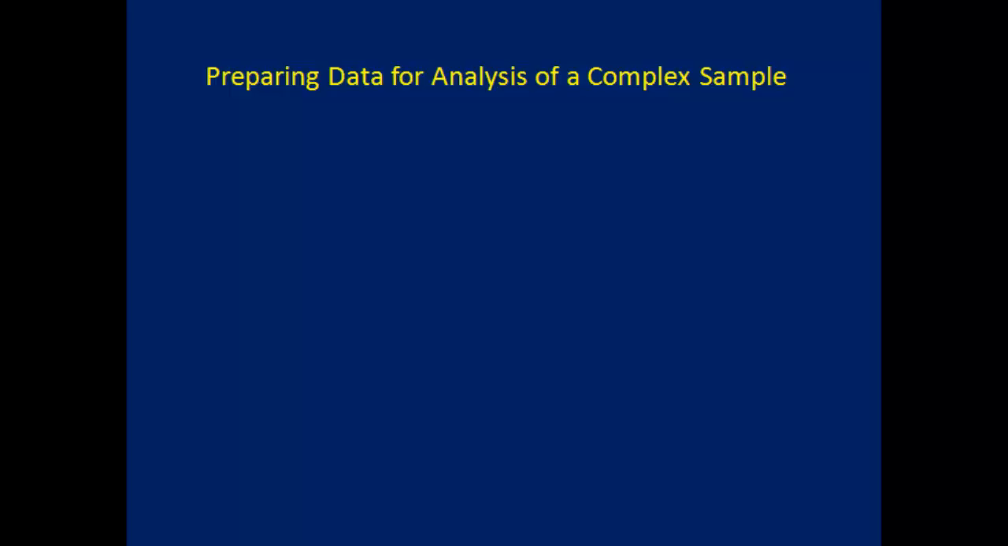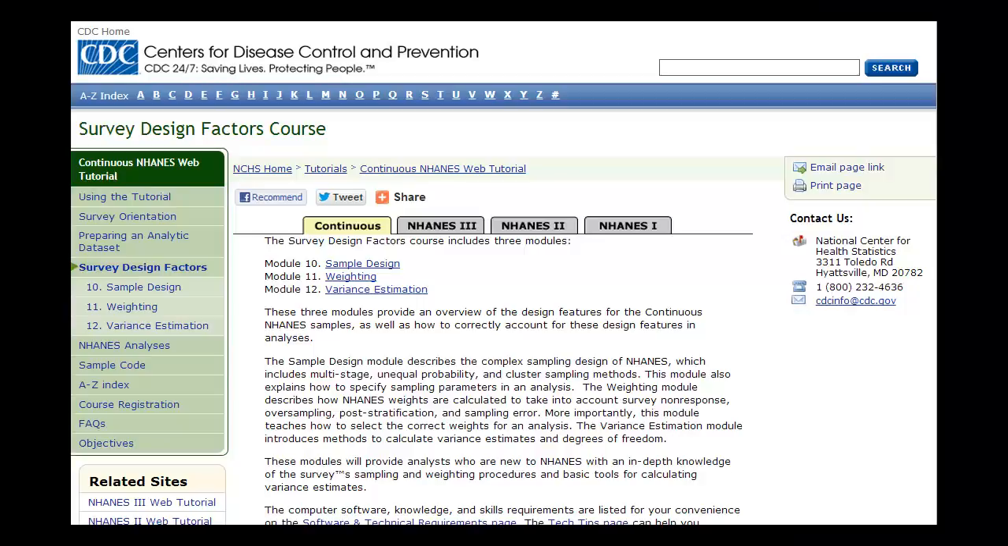The purpose of this video is to do some preparation on our working data set. That is necessary because the NHANES survey uses what's called a complex sampling design. It means that it's not a simple random sample, but rather it's called a stratified sample. To get a little more depth in your understanding of these issues, I would recommend that you read the NHANES tutorial Survey Design Factors section. This is modules 10, 11, and 12, and that will give you a more comprehensive introduction.